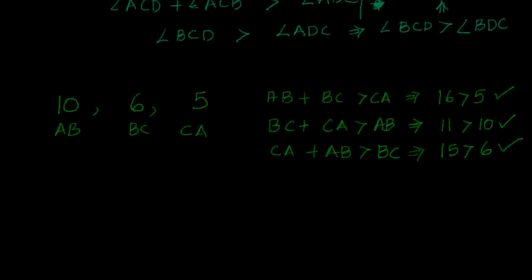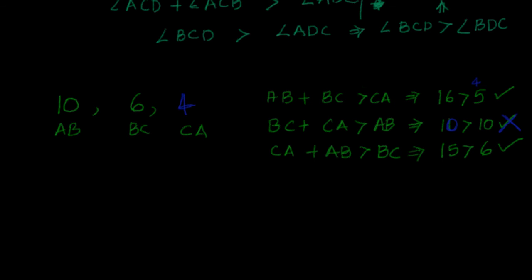Now let us say, suppose this value of 5 is changed to 4. What happens now? 16 is greater than 4 is fine. 10 is greater than 10? This becomes 4. This is fine. 6 plus 4 becomes 10. 10 is not greater than 10. So in this case, you cannot form the triangle.